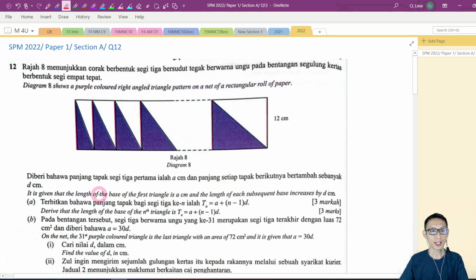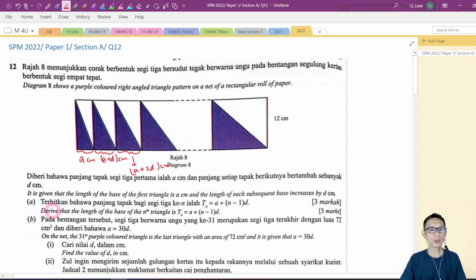It is given that the length of the base of the first triangle is a centimeter, and the length of each subsequent base increases by d centimeter. So this is a, here will be a plus d centimeter, and this one will be a plus 2d centimeter, and so on. So this is actually an arithmetic progression.